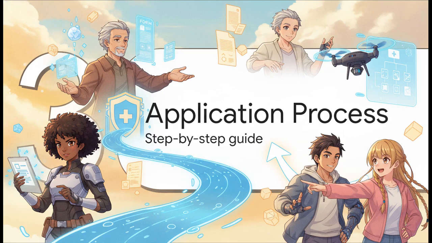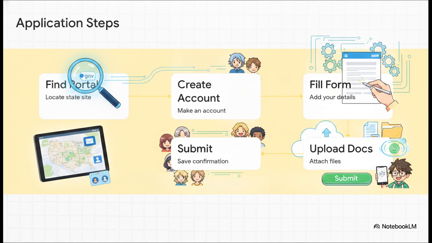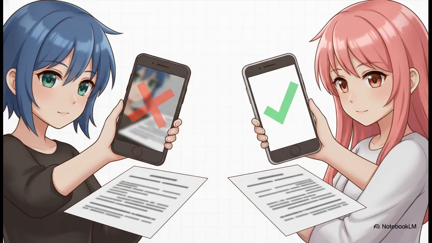Section 3, step-by-step application process. Here is how the whole thing flows step by step so you don't get bogged down by the bureaucracy. Step 1, you just track down your official state Medicaid portal and make sure it ends in .gov. Step 2, create your account. Step 3, carefully fill out your household and income details. Step 4, attach the proof we just gathered. And Step 5, hit submit. Most importantly, do not forget to save that confirmation number. I literally cannot emphasize this best practice enough.